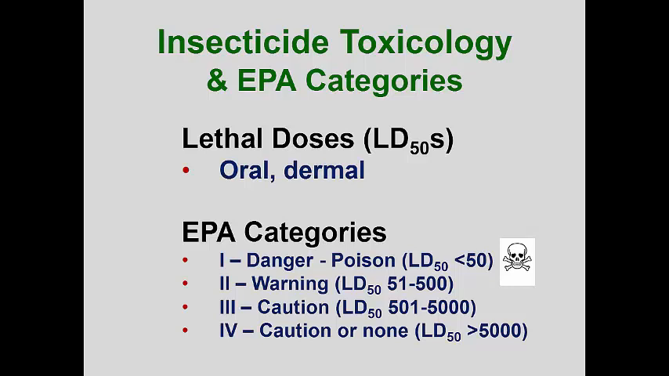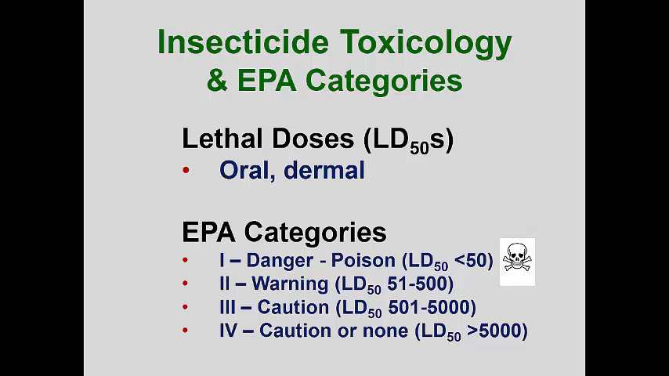This is usually stated as the lethal dose that will kill 50% of a population of rats or mice. This is the LD50. LD50s can be administered orally or applied to the skin or dermally. It is measured in milligrams of toxicant to kilograms of animal body weight. That's roughly parts per million. When a chemical is highly toxic, this number is very low. When a chemical is low in toxicity, the number is very high.